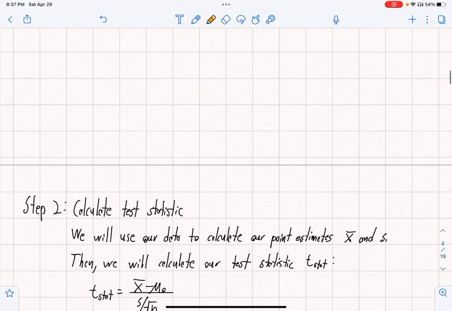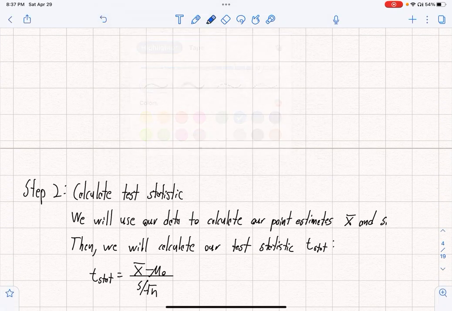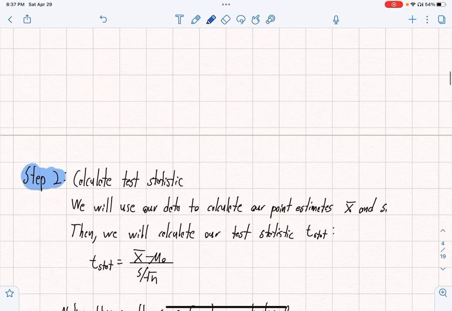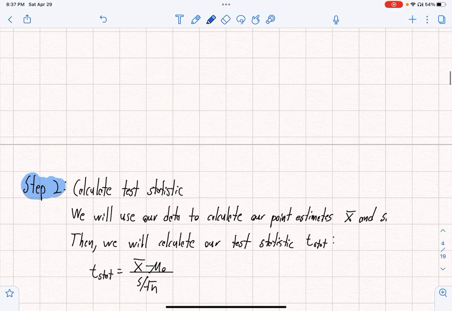Okay, so that's step one. Now let's talk about step two. So step two, we want to calculate a test statistic. We already know that we collect our sample, and we're going to use that sample of data to calculate our point estimates of x bar and s. Or if we're talking about proportion, that would be p. So then we're going to calculate our test statistic, the t-stat, where t-stat is equal to this formula.